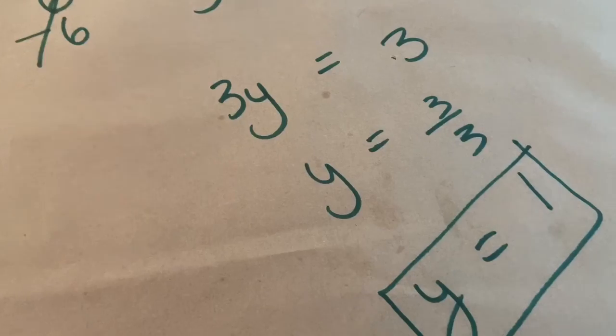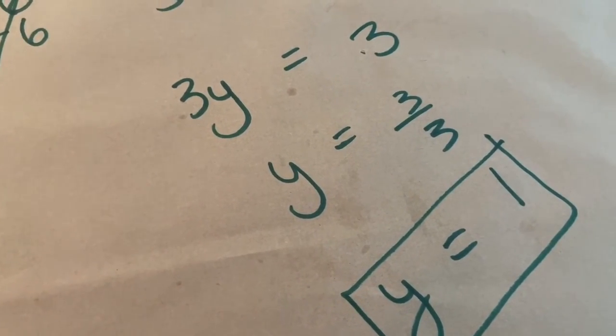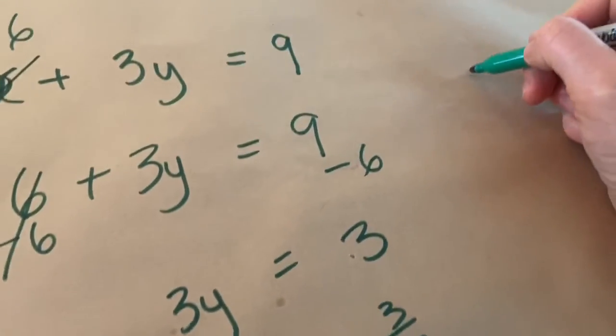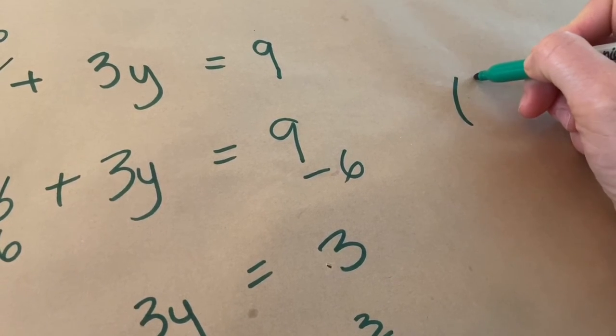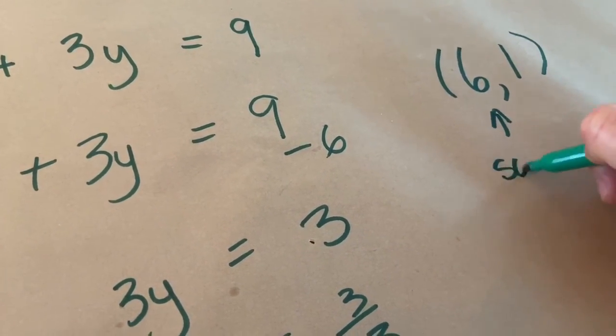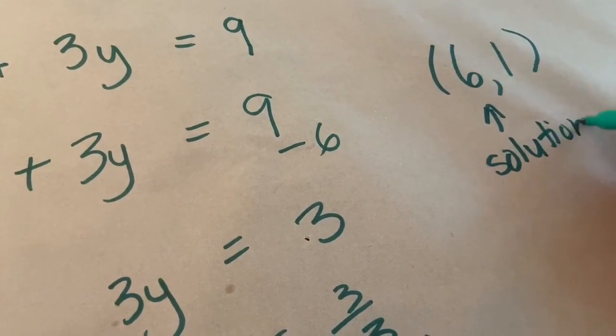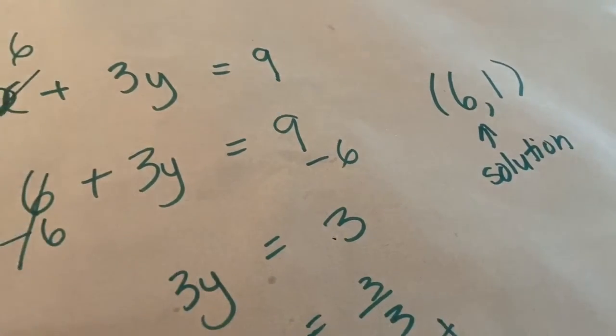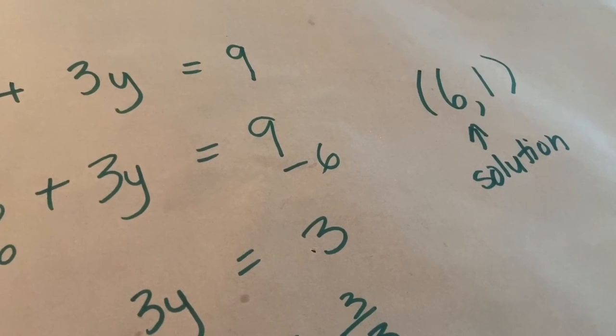So we know that we did it right because that's the same answer that you get in Desmos. You get in Desmos that the two lines intersect at (6, 1). This is the solution. Okay, so you're going to try the second question in the red box.